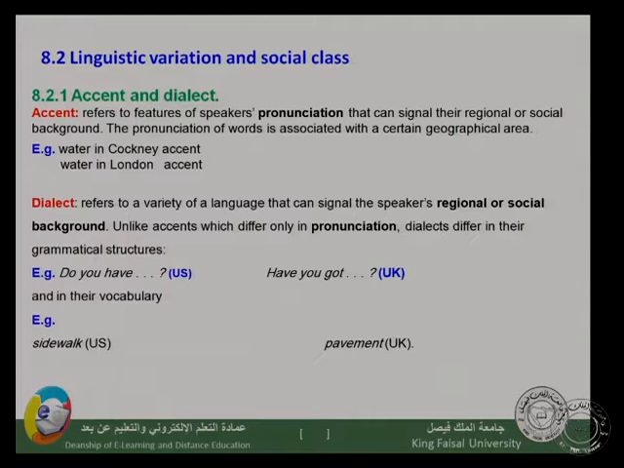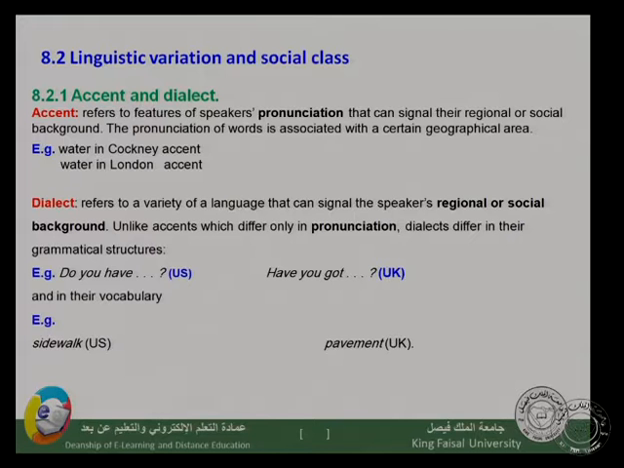It has nothing to do with the pronunciation. We said pronunciation has to do with accent, but grammar has to do with dialect. So my dialect is different from a different person's dialect because I use a different grammatical structure. My accent is different from another person's accent because my pronunciation is different. So accent has to do with the pronunciation, and dialect has to do with grammar or grammatical structure.